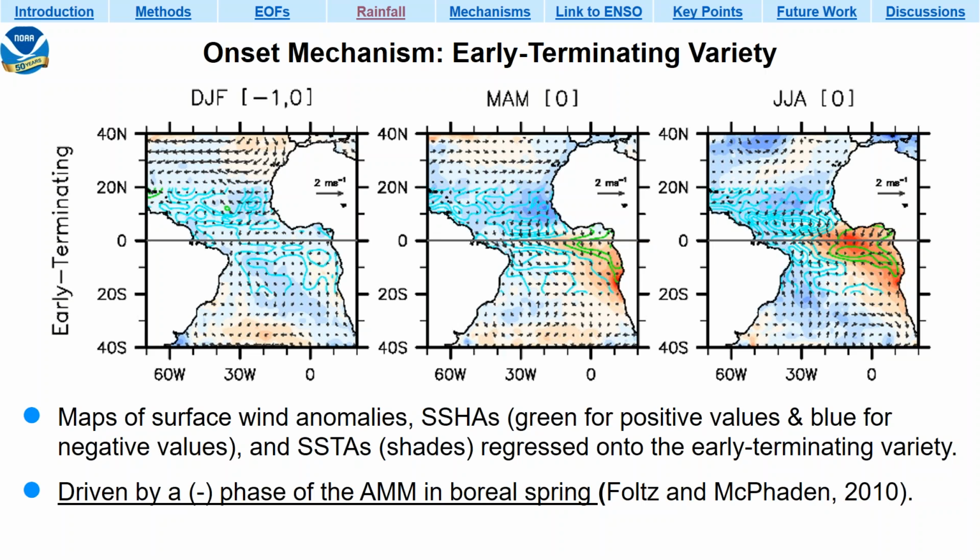So for the early onset flavor, these are basically the maps of the surface wind anomaly as vectors and sea surface height anomaly as a proxy for thermocline depth as a contour. So green means a positive value, so it's a suppressed thermocline, and then the sky blue means an uplifted thermocline. And then the SST is shown as shading. So you can definitely see that there is a development of the cold anomaly in the tropical North Atlantic and a warm anomaly in the tropical South Atlantic in the springtime.